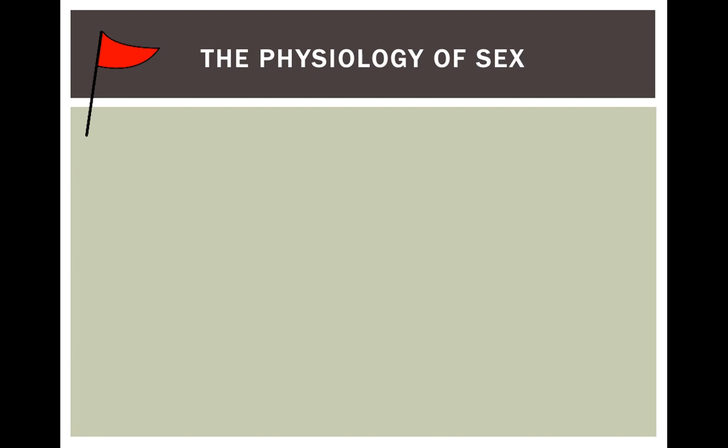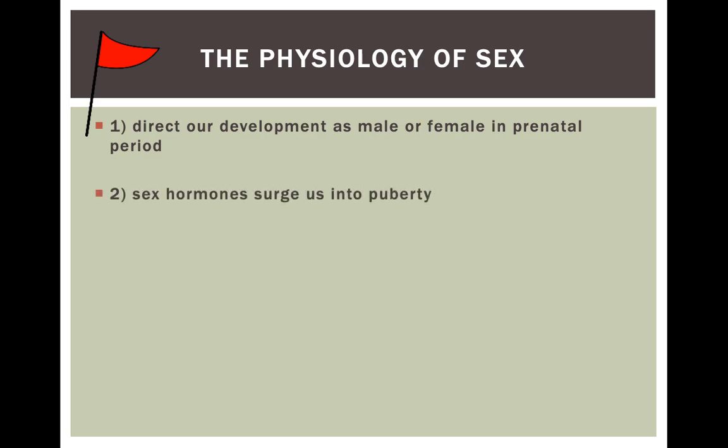So, in talking about the importance of a lot of these hormones, there are three main important things that often influence the importance of hormones. The first is it directs our development as male or female in the prenatal period. That's our biological sex, but also our sexual identity. Number two is that it surges us into puberty, developing those primary and secondary sex characteristics. And the third is that sex hormones activate sexual behaviors. So we'll be talking about sexual behaviors in the next video.